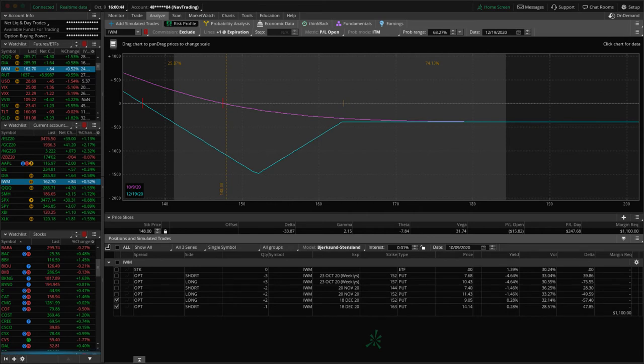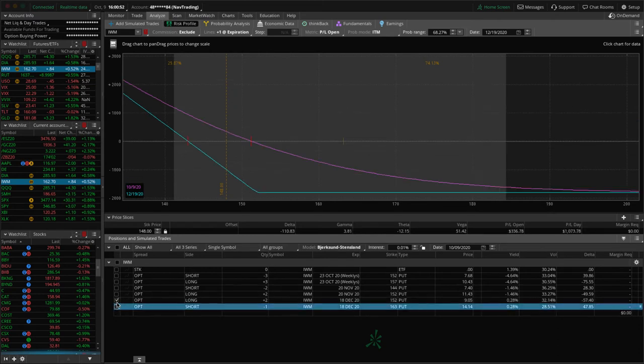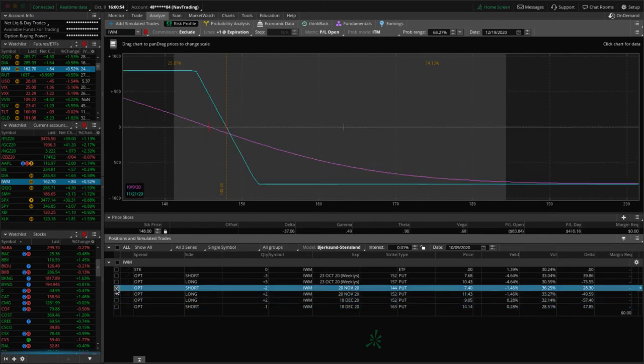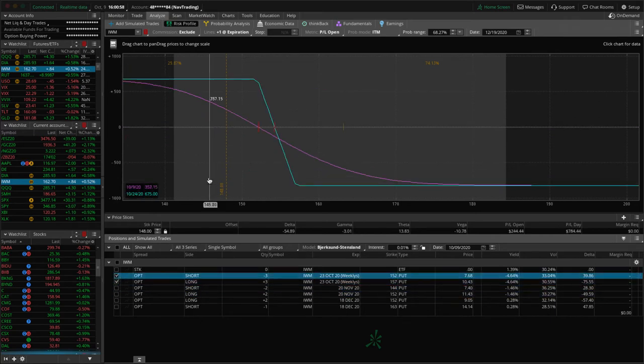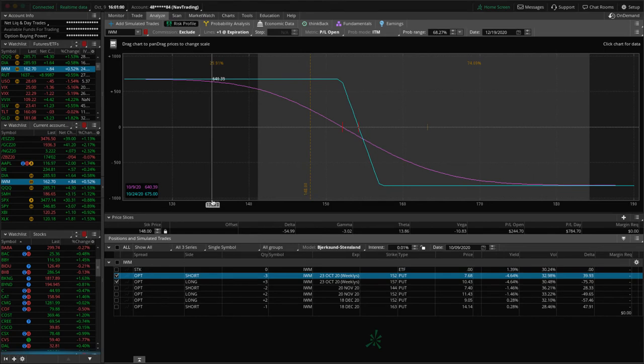IWM, some more short delta position. So here we've got another bunker. This is one that, as we get closer to that 60 days, we will probably close as well. And then we've got a couple of long put verticals that are a little bit out of range. So again, same situation. We're going to look at our overall portfolio, look at our overall short delta and decide which ones to keep, which ones to cut loose.